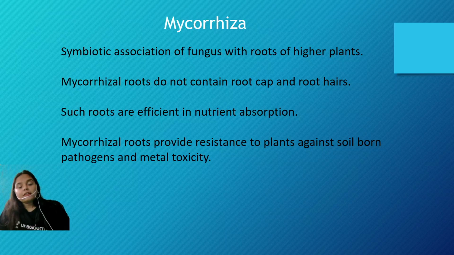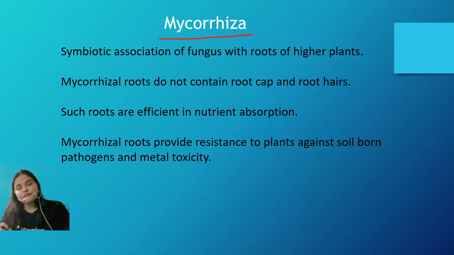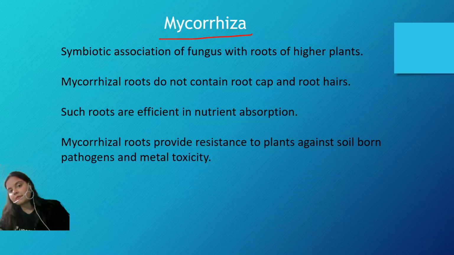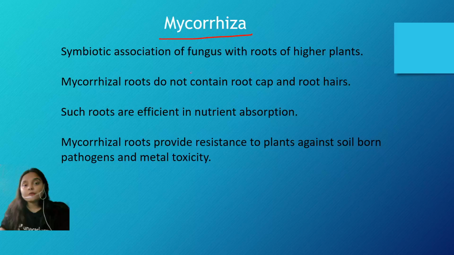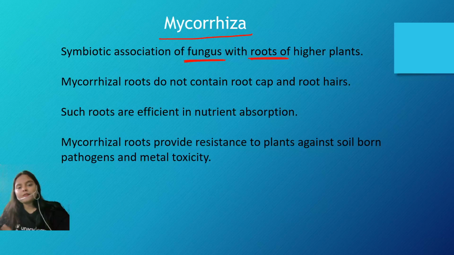So let me first tell you what is the association which is known as the mycorrhiza. So mycorrhiza or mycorrhizal association is the symbiotic relationship or symbiotic association between the fungus and the roots of higher plants. Okay, so what happens in case of mycorrhiza? Certain fungi interact with the roots of higher plants. And generally, in those plants where well developed roots are not found, these associations are very frequent.